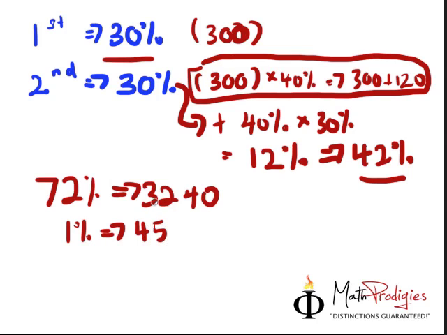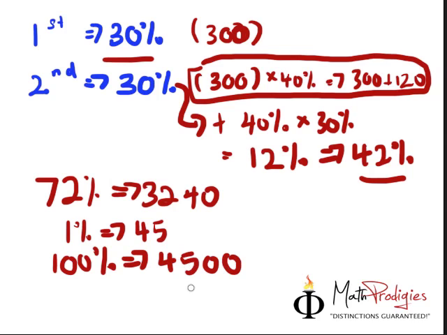The question is, find her monthly income. Her monthly income is what? 100%. So her monthly income is 45 times 100, which gives me $4500. That is the answer.